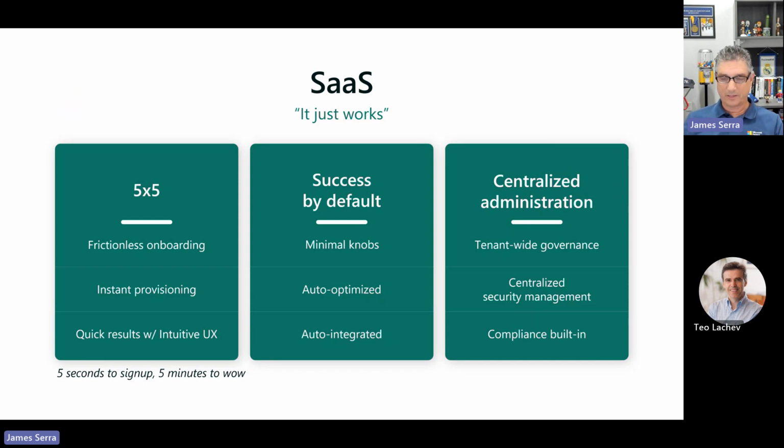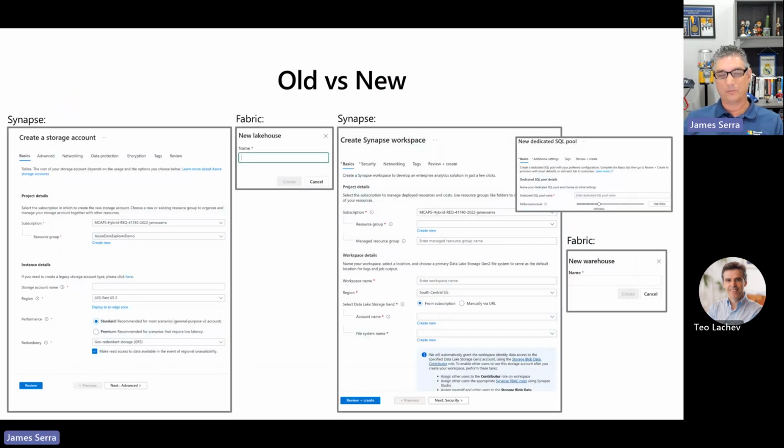And then everything's centralized, including the admin. So you don't have all these different products that have their own administration. It's all done under one. As an example of what the difference can look like, if you're familiar with Synapse, to create a storage account, it's all this work. A lot of knobs to turn, a lot of parameters and configuration screens you have to go through. With Fabric, if you want to create a lakehouse, you just enter the name of the lakehouse.